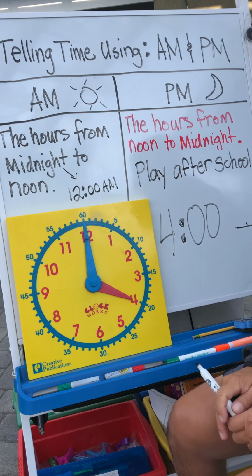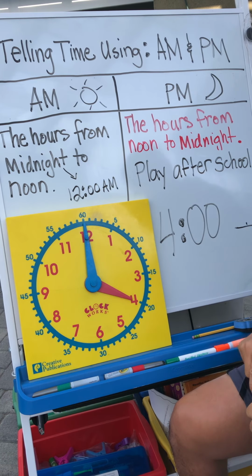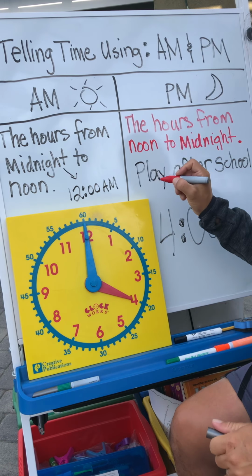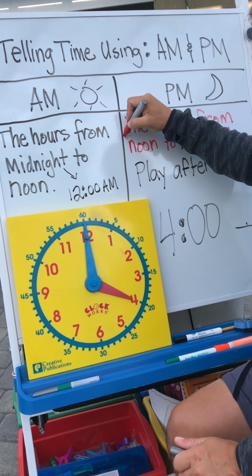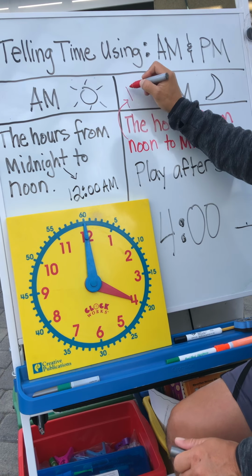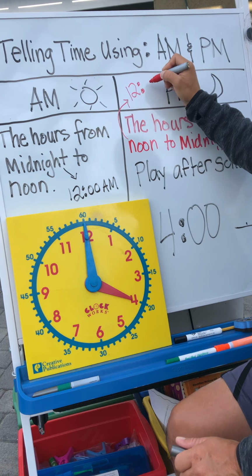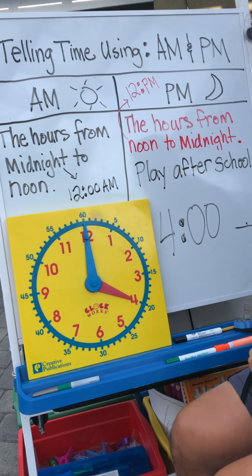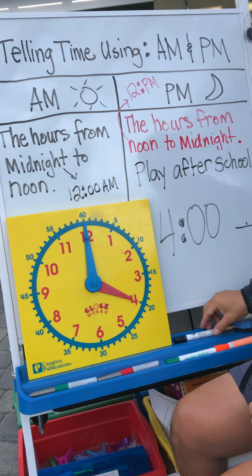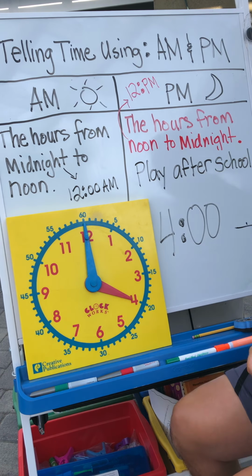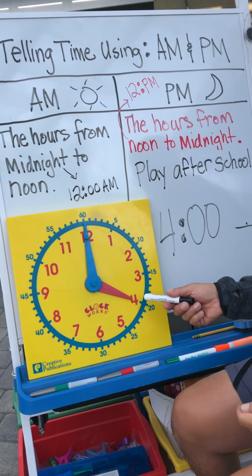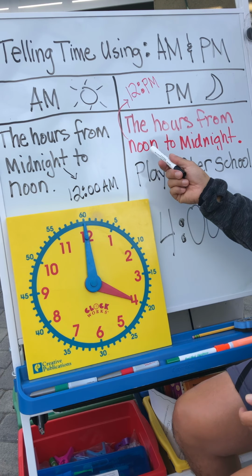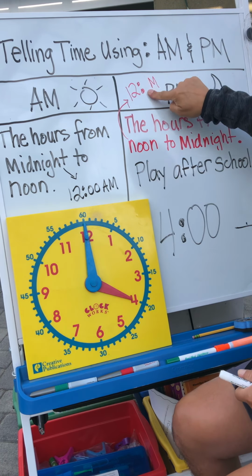Noon is different. Noon is 12 o'clock too. Let me draw a little arrow here. Noon is 12, but it's p.m. That's noon. Okay? So this one's kind of tricky. If we're going to play after school, that means the clock already passed 12, noon. Oops, I wrote this wrong. Let me fix that.